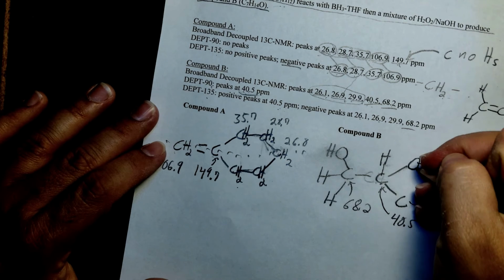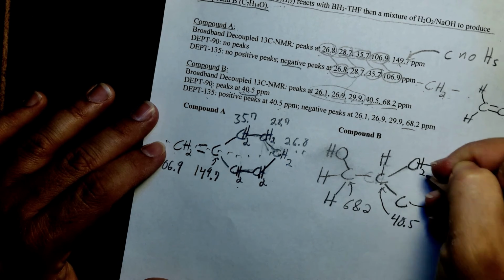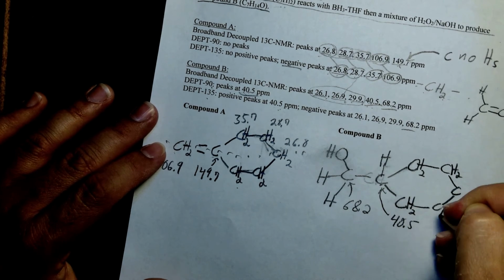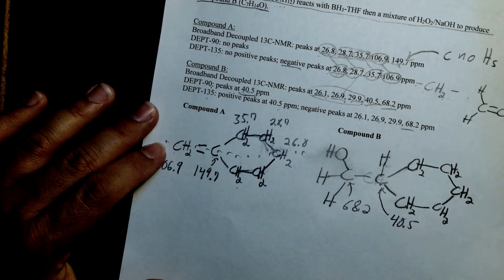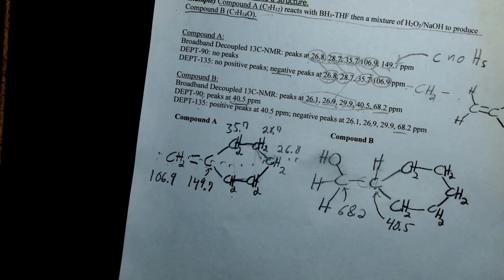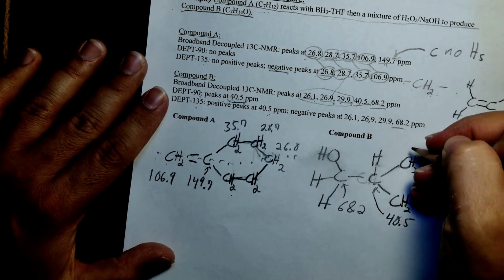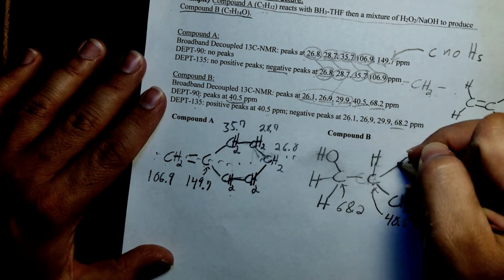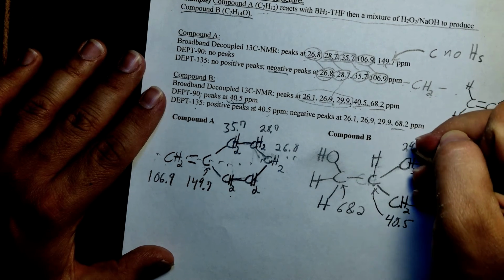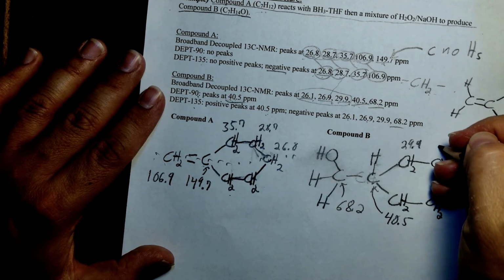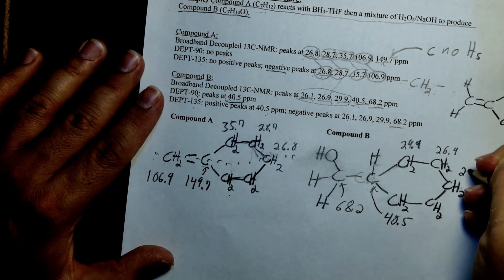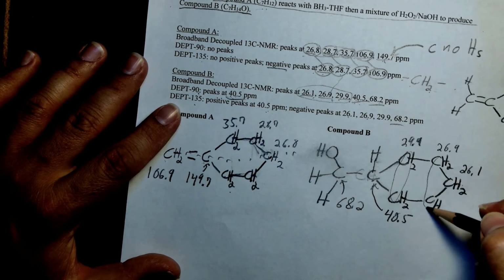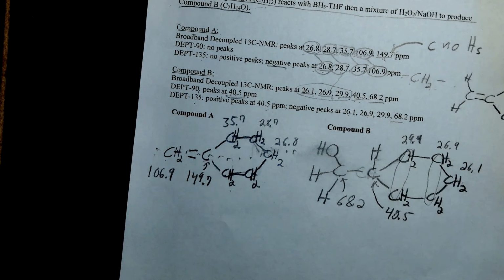Nothing else has changed in the ring structure, because BH3 THF doesn't do anything to these sp3 carbons with H's on them. It doesn't react with them, so they remain the same. More than likely, because these are 3 away from oxygen, but still closer than these ones are, these are probably the 29.9, and then these are probably the 26.9 and the 26.1. But once again, these two carbons are the same as each other.